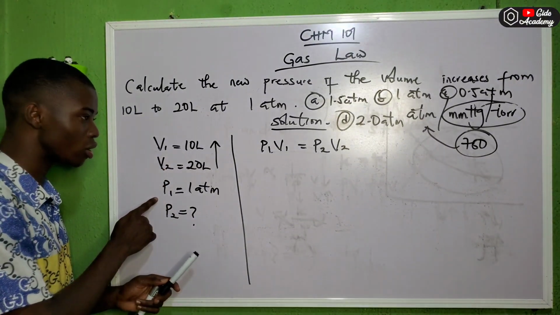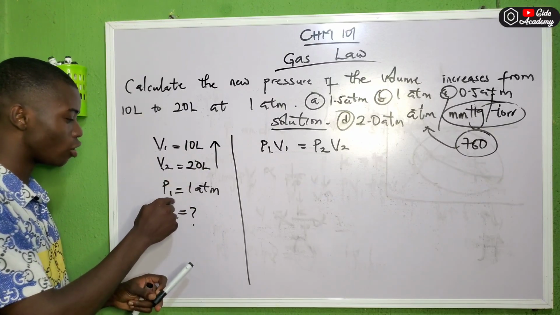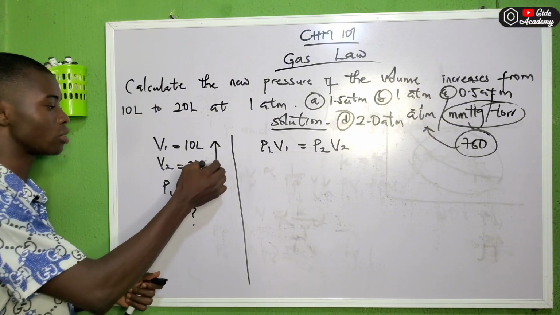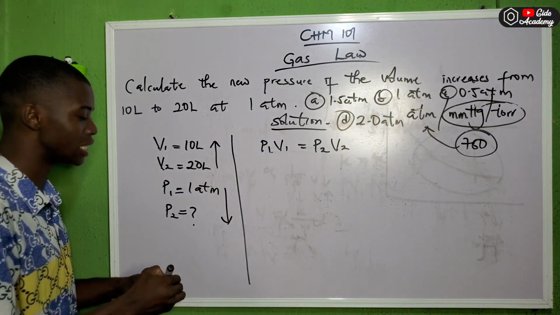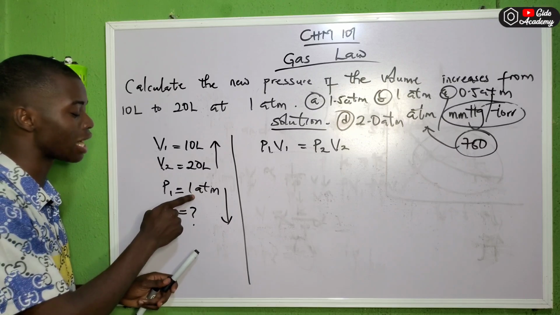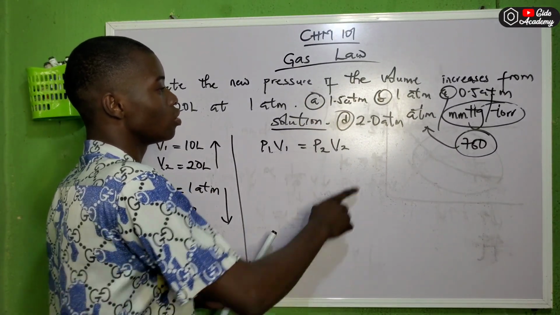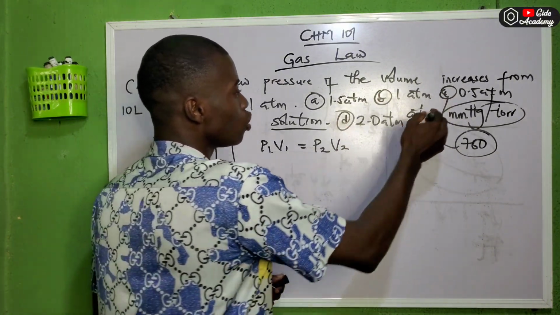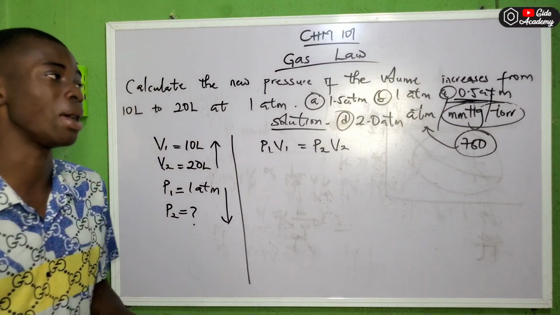So if Boyle's law is truly an inverse variation, will my pressure increase or decrease? I told you the other time it is an inverse. So since volume is increasing, pressure will definitely what? Decrease. That's to say our answer must be less than 1. So let's check the options. Is this less than 1? No. Is this less than 1? No. Is this less than 1? Yes. Is this less than 1? No. So the only option that is less than 1 is what? 0.5. And 0.5 might be our answer.